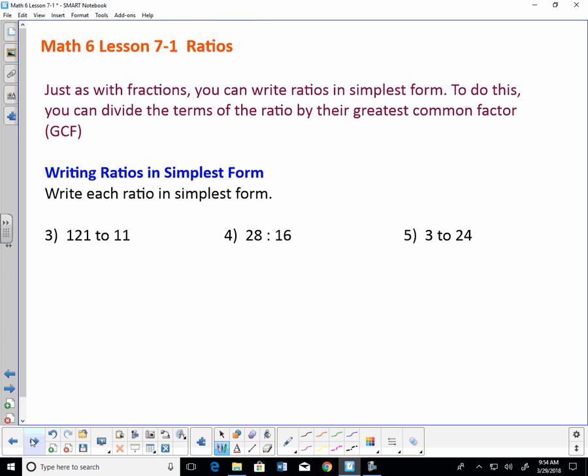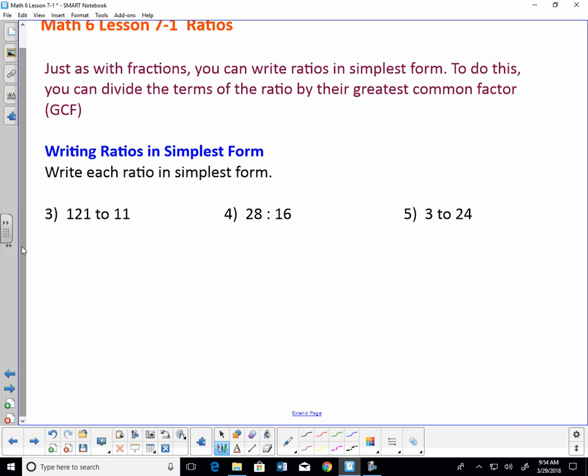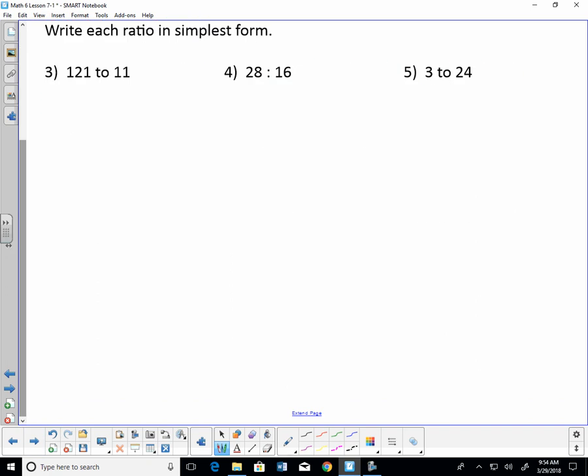Just as with fractions, you can write ratios in simplest form. To do this, you can divide the terms of the ratio by their greatest common factor, or GCF. Let's write each one of these ratios in simplest form. 121 to 11. I see that and I know the greatest common factor is 11. So I'm going to divide this by 11 and divide this by 11. 121 divided by 11 is 11, and 11 divided by 11 is 1. So this is 11 to 1.